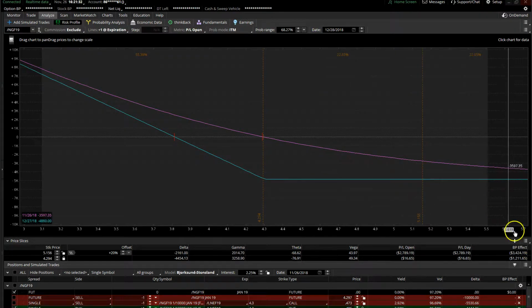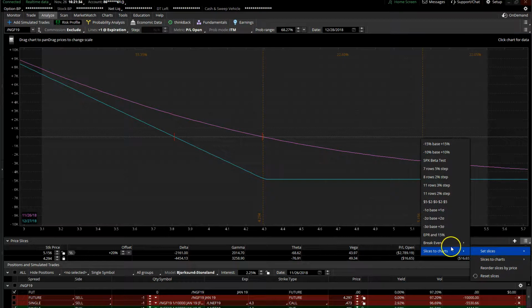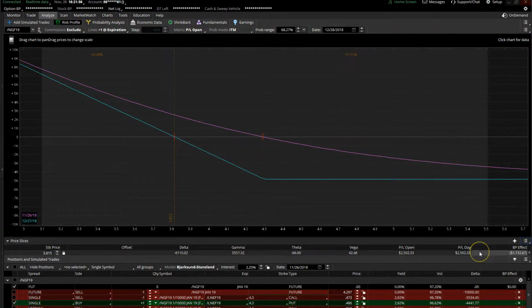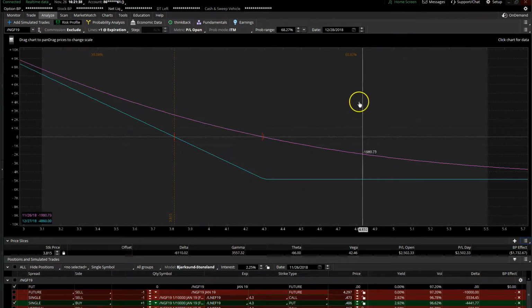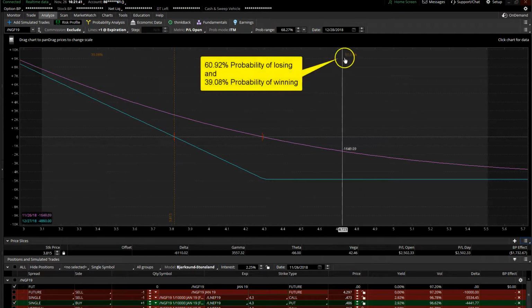The problem with this is the probabilities are much less than doing the naked call. So for example, if we want to see the probabilities of making money in this trade, you can check it out. We'll be losing 60% of the time.